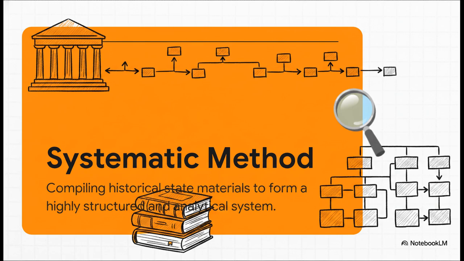And operating right within that highly structured mindset, we also have Georg Jellinek's incredible contribution, the systematic method. Jellinek didn't just want to read the laws, the guy wanted to categorize them. This method involves compiling vast amounts of historical materials about the state, stretching all the way back to ancient Greece, and organizing them into this highly structured analytical system. It is literally the ultimate organizational tool for legal scholars trying to make sense of thousands of years of statecraft.